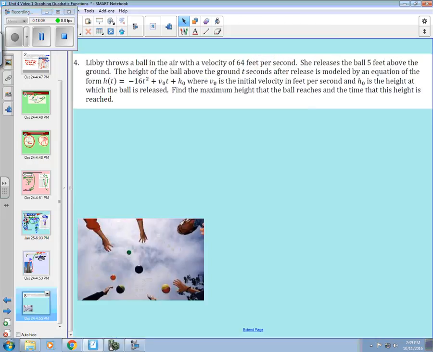All right, number 4. Libby throws a ball in the air with a velocity of 64 feet per second. She releases the ball 5 feet above the ground. The height of the ball above the ground t seconds is modeled by this equation, where v-naught is the initial velocity and h-naught is the height at which the ball is released. Find the maximum height that the ball reaches and the time it gets there. Okay, so what's the initial velocity? That's 64. What's the initial height? That's 5. So now we got our equation here, our function.